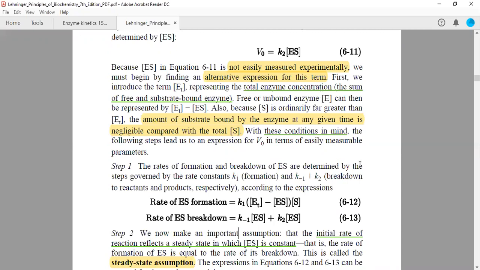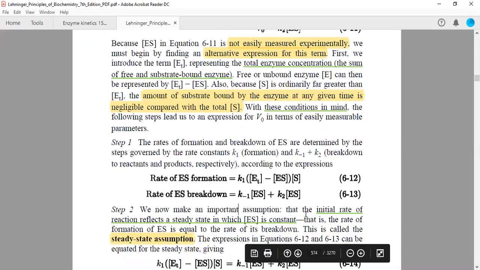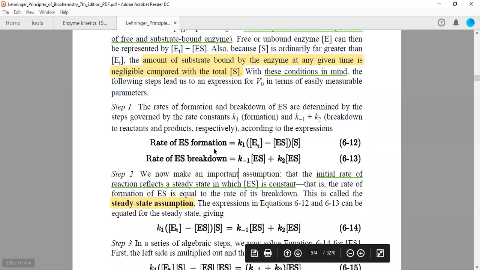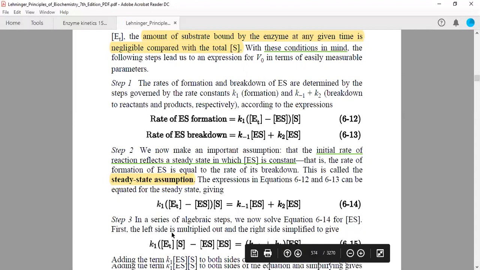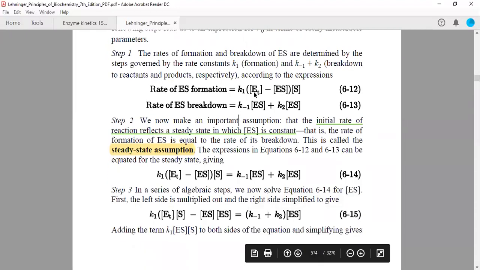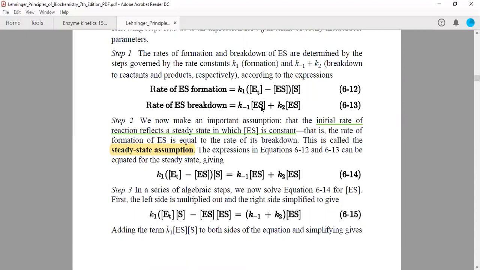Fine. I assume you are able to understand this. Now, according to the steady state assumption, the formation of the enzyme substrate complex will be equal to its breakdown. So we can put this equation equal to this equation: K1 times ET minus ES times the substrate concentration will be equal to K minus 1 times the ES concentration plus K2 times ES. This is equal because the rate of formation of the enzyme substrate complex equals the rate of breakdown. From the steady state assumption, we got this.